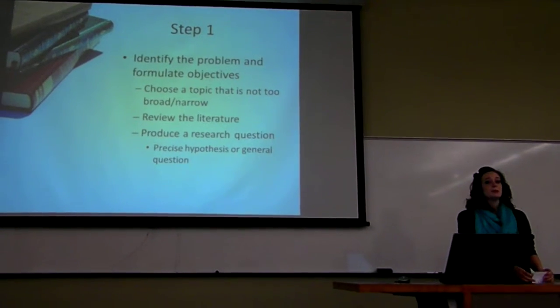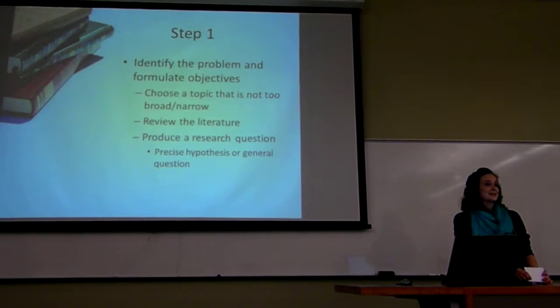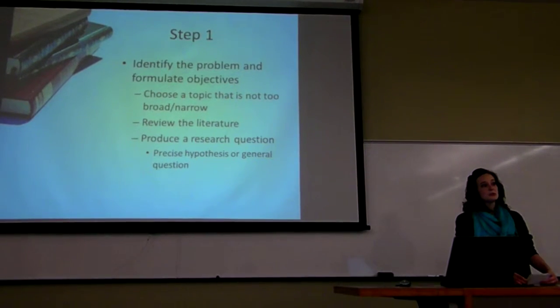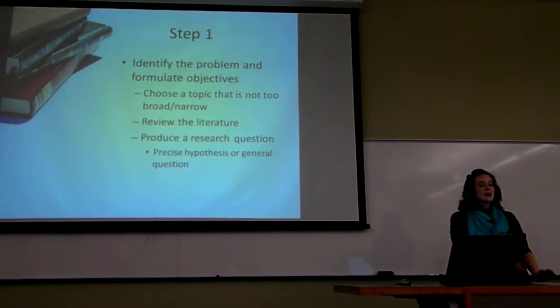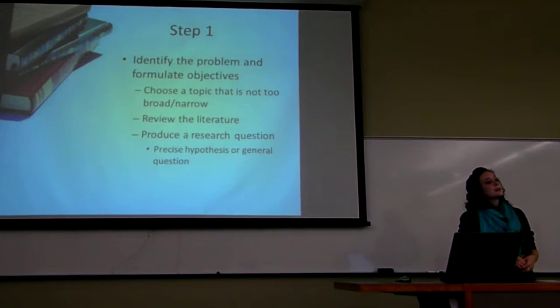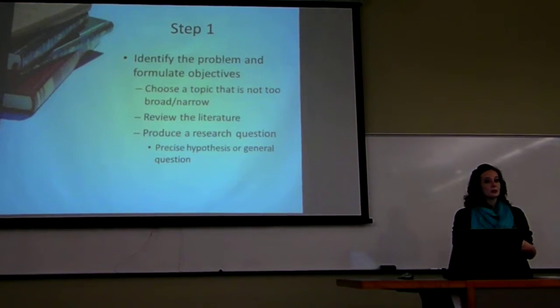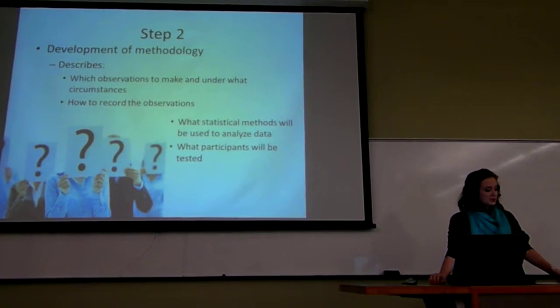After that, you need to review the literature. This is really important because you can get an idea of what has and has not been done yet, and it helps you know what limitations you might come across in your own study. After that, you do need to produce a research question. This can either be a precise hypothesis or more of a general question. After you're done with this step, you move on to step 2.